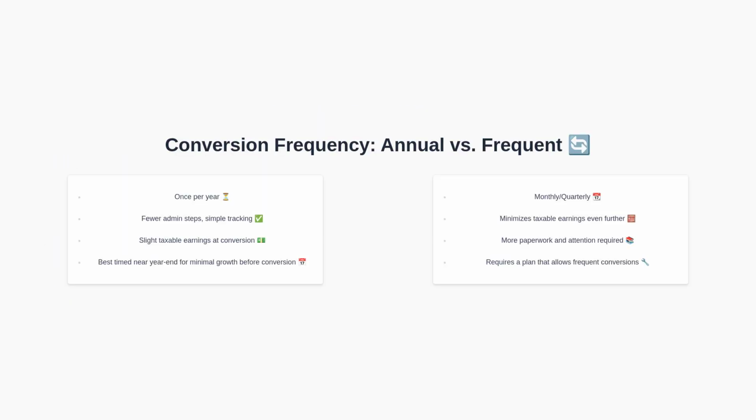Let's compare annual conversions with frequent conversions. With a once-per-year approach, you face fewer administrative tasks and simpler tracking, though you will likely have some taxable earnings at the time of conversion. Timing the conversion near year-end helps minimize those earnings. Conversely, monthly or quarterly conversions can further reduce taxable earnings because less growth accrues before each conversion. However, this requires more frequent administration and a plan that allows multiple conversions.